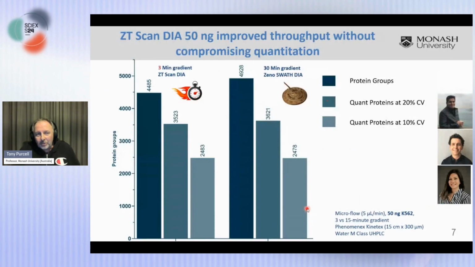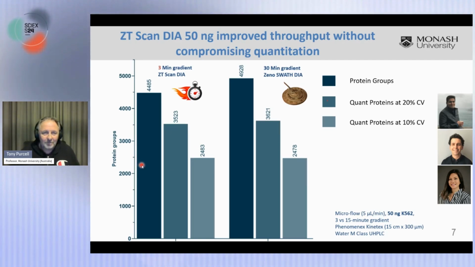If you look at it another way, what else can this sort of improvement in speed and precision do for you? This is comparing the same load of 50 nanograms of K562 digest, comparing ZT scan, which this time is on this side of the plot, with Zeno-trap acquisition. But the key thing here is that we're doing a 3-minute gradient on the ZT scan experiment compared to a 30-minute gradient on the Zeno-trap DIA experiment.